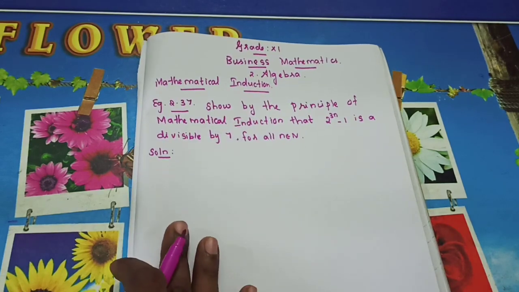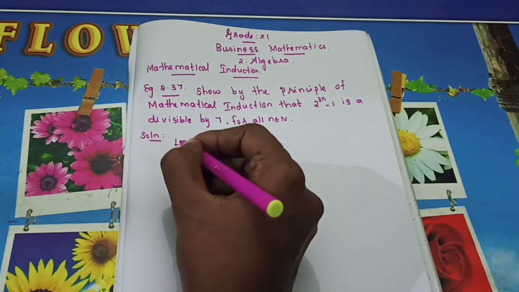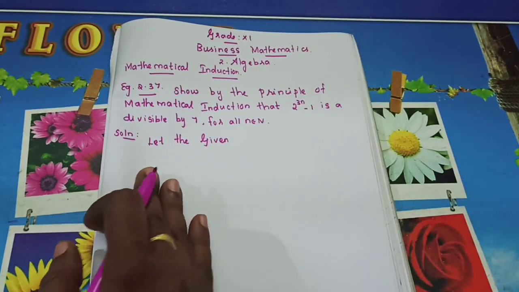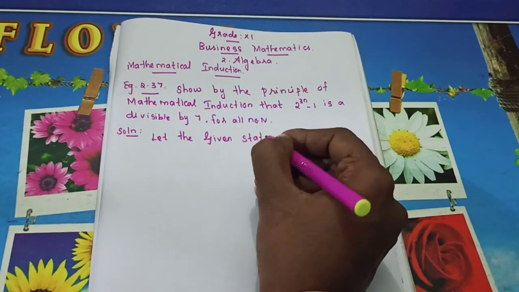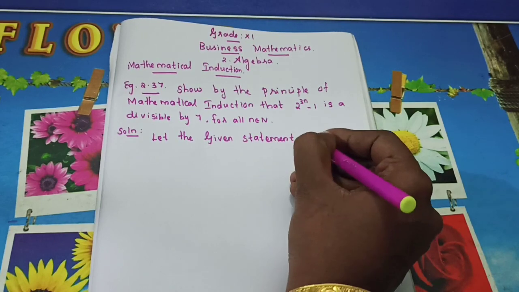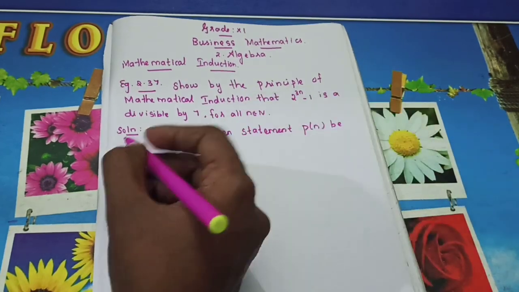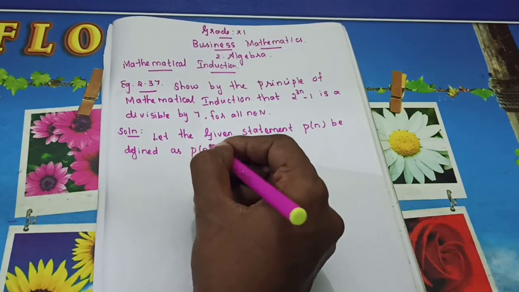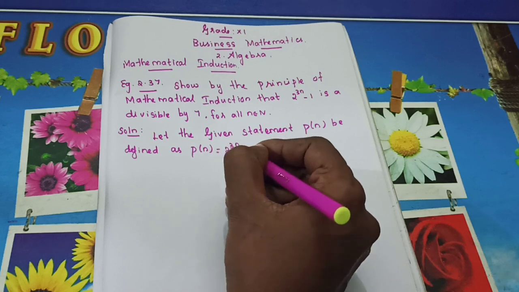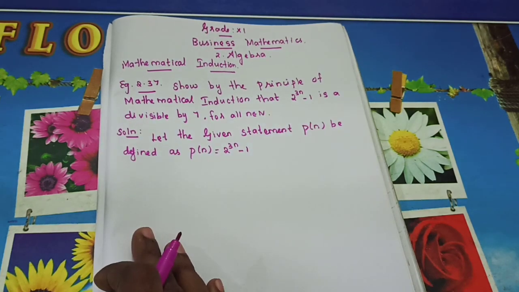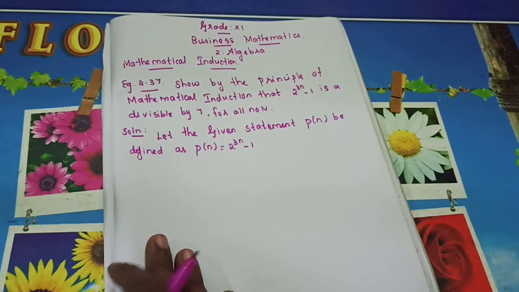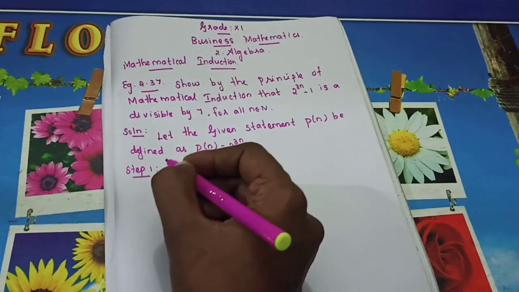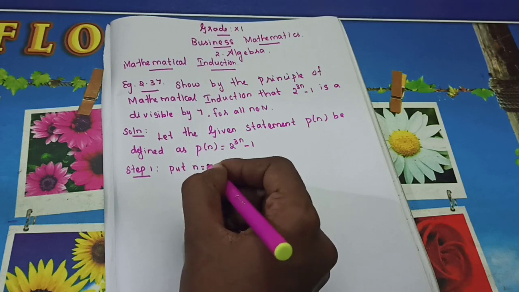First, what will you do? We will define the given statement P of n as P of n is equal to 2 power 3n minus 1. This is common for everything. So step 1: put n equal to 1.